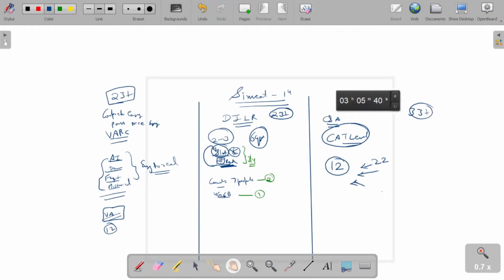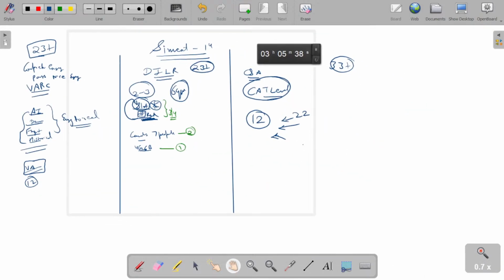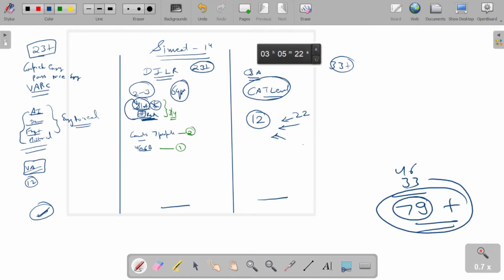Not very hard, not very easy, to be honest. There was some problem with the VRC for sure, but these two sections are quite similar to the CAT. And if we go by the overall, 46 plus 33 would be 79 plus should be the bare minimum in such a mock. And if you have not attempted this mock, please attempt it.